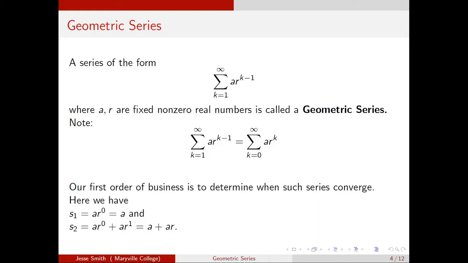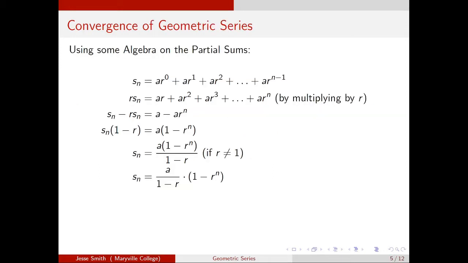Can you figure out a formula for S sub n? If you expand that, you get S sub n is equal to a r to the 0 plus a r to the 1 plus a r squared all the way out to plus a r to the n minus 1. I want to actually find a much more compact formula for S sub n. So I'm going to do some algebraic manipulations to this. What I'm going to do first is to multiply both sides of that equation, equation 1 here, by r. On this side I'll just get r S sub n, but on this side I can distribute and I'll get a r plus a r squared all the way out to a r to the n using rules of exponents.